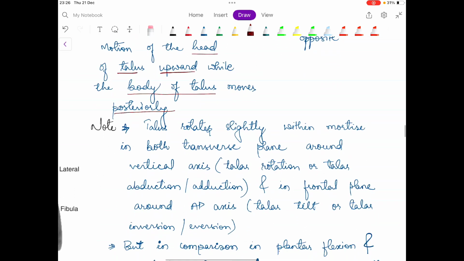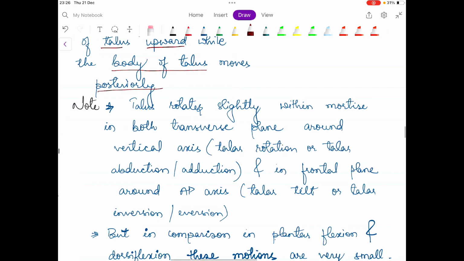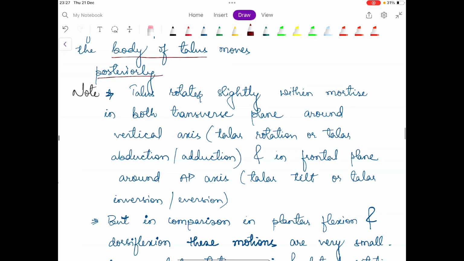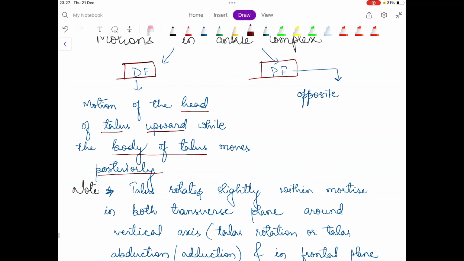posterior direction. There is one more point that you should keep in mind: along with dorsiflexion and plantar flexion, there are two more motions which occur in this joint. Now, before you get confused about it, let me tell you that in comparison to plantar flexion and dorsiflexion, these two motions are very small. So we just take it directly that there are only two motions which happen in the ankle complex, and those are dorsiflexion and plantar flexion. But that is not true.